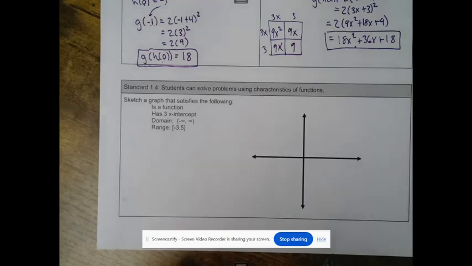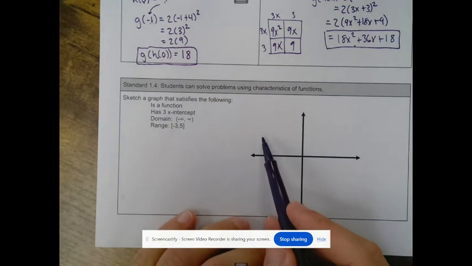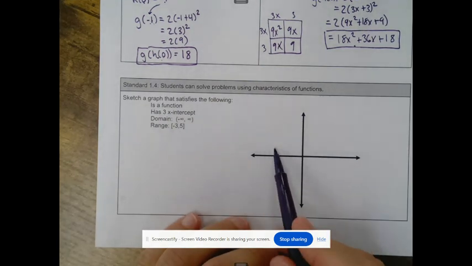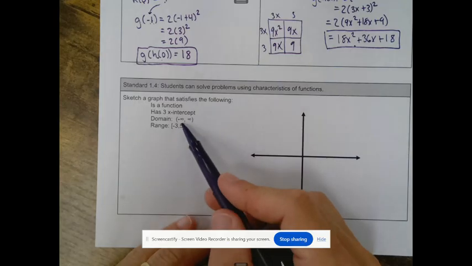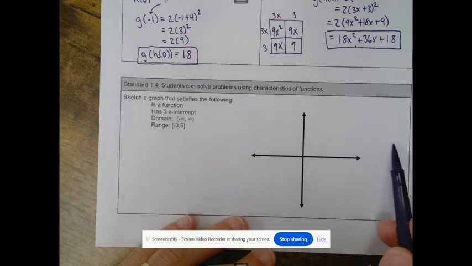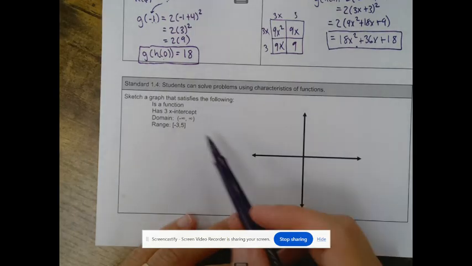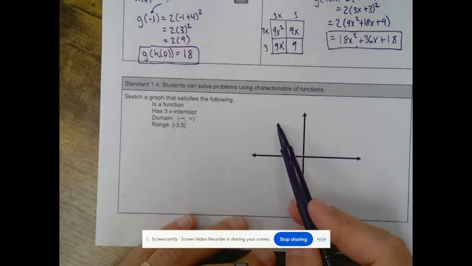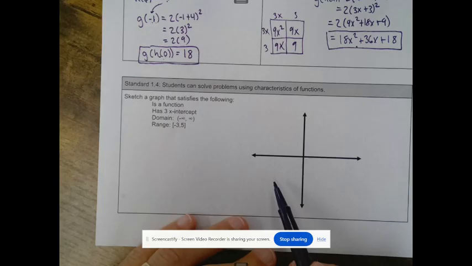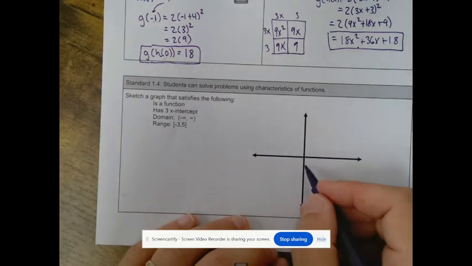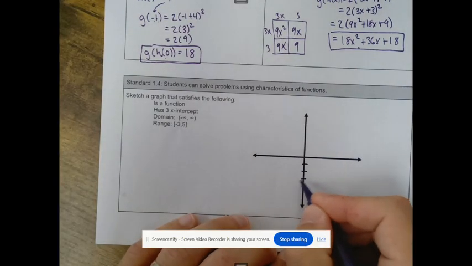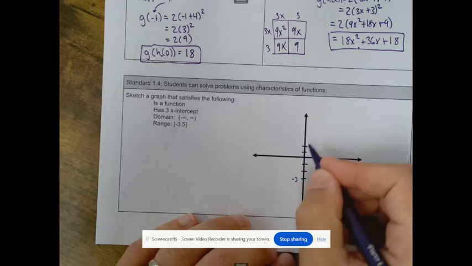Okay, let's break this down one at a time. So is a function, that means it can't be swirling around. We can't have two y values for one x value. Domain, negative infinity to infinity means we're going to end with arrows pointing both directions. We have to be careful with those arrows though, because if the range is negative 3 to 5, we can't go beyond negative 3 and 5. Those are hard stops. So I'm going to put those in here.